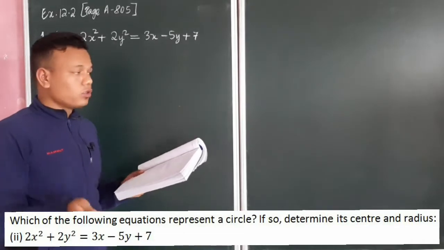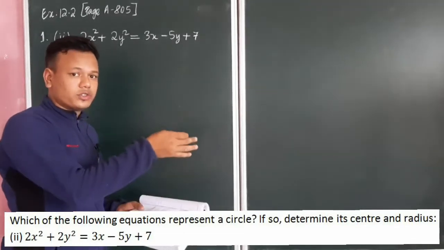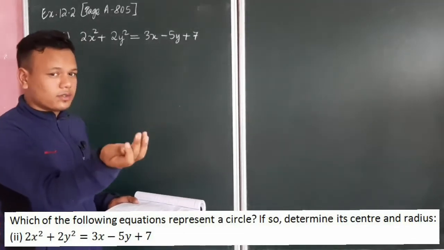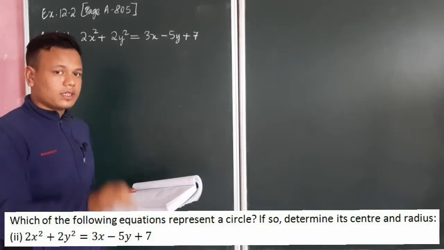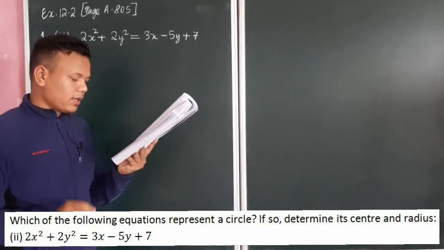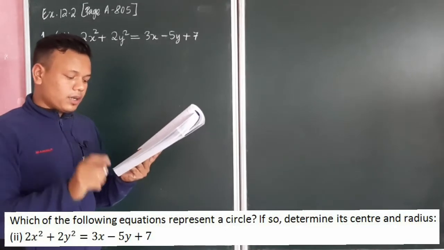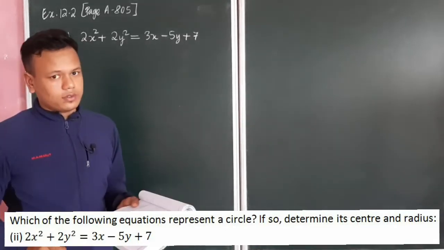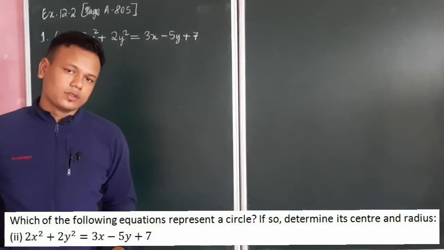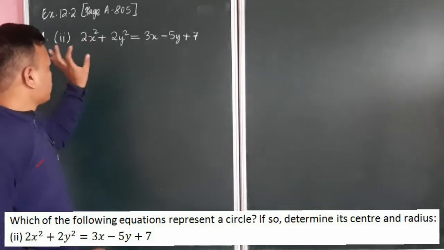That means I have given you all the three cases where g square plus f square minus c is greater than 0, less than 0 and equal to 0. So basically we have to check that. So if so, determine its center and radius. That's what the question is asking us. So the first question given to us is this one.